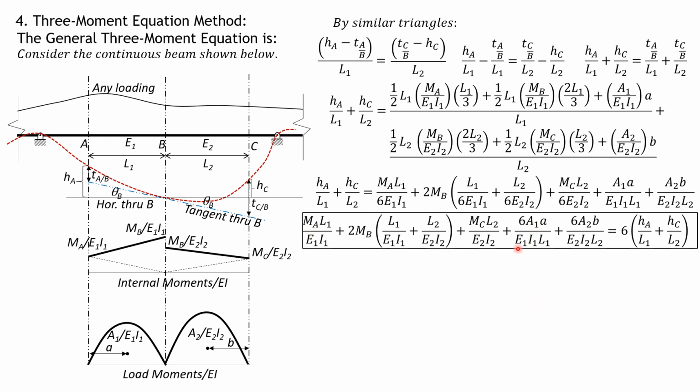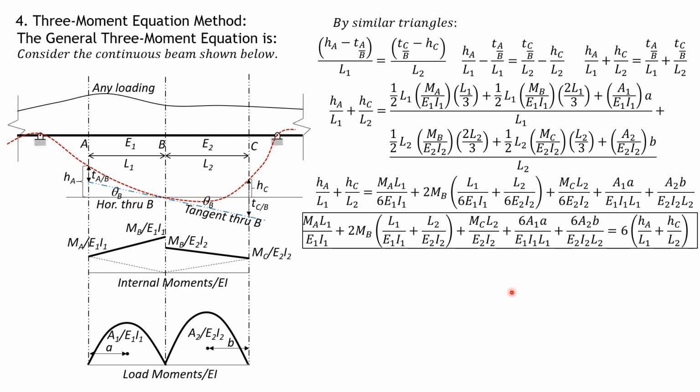MA, MB, MC are internal moments. HA is the distance of point A on the elastic curve from the reference tangent, which is the middle point of span ABC. Remember that? It is positive if A is above the reference horizontal tangent. HC is the vertical distance of point C on the elastic curve from the reference horizontal line.